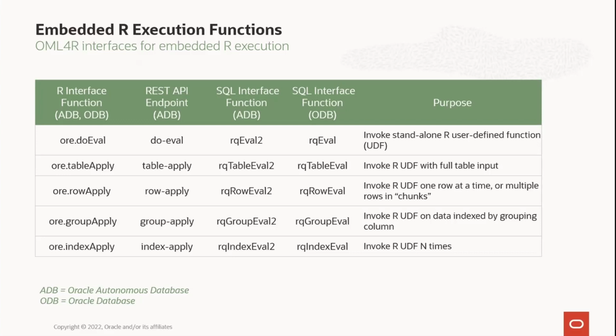Group apply and RQ group eval invoke a script on a grouping column, and then index apply and RQ index eval will run a script a specified number of times. So the user specifies the number. And again, the functions in the last three rows, the row, group, and index-wise operations, those are all parallel enabled.